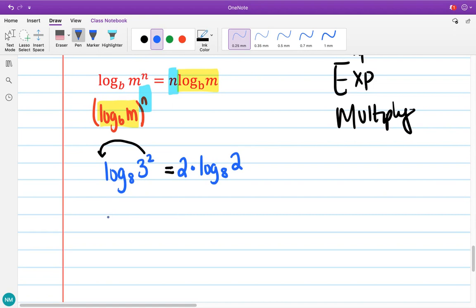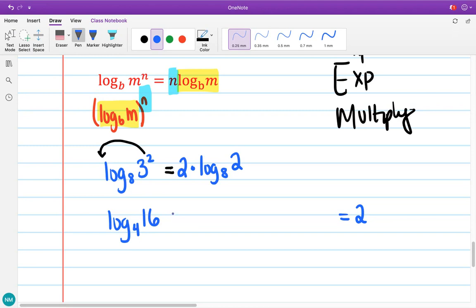Another example, if I have log base 4 of 4. Well, we know that's 1, but let's do 16. Now we know that log base 4 of 16 is equal to 2, because 4 raised to the 2nd power is 16. But let's see what happens if we actually use our exponent properties. Will we get 2 again? The answer should be yes, but let's see.